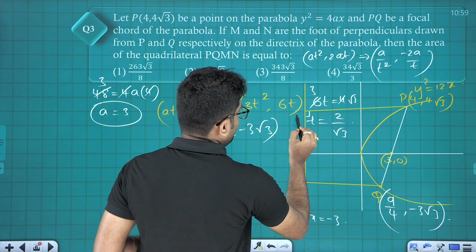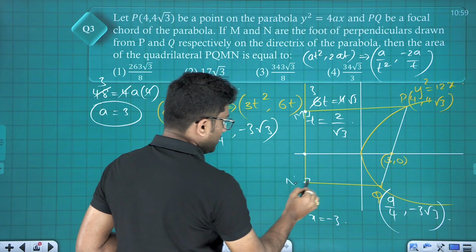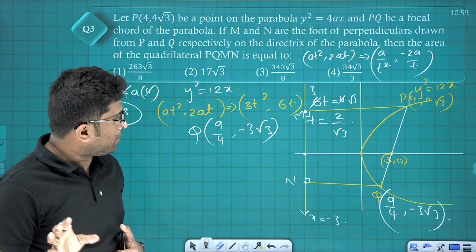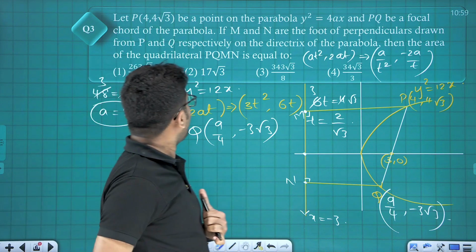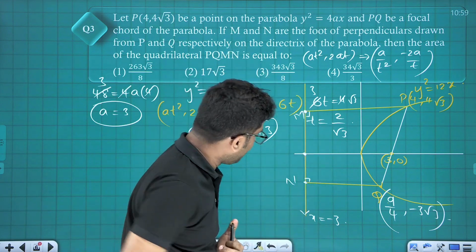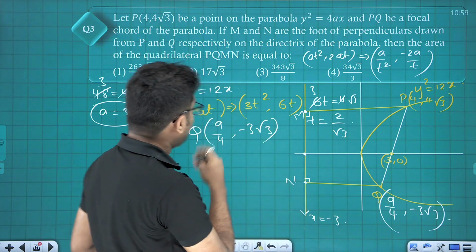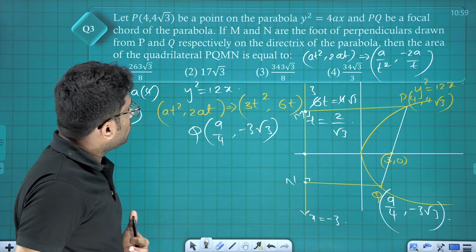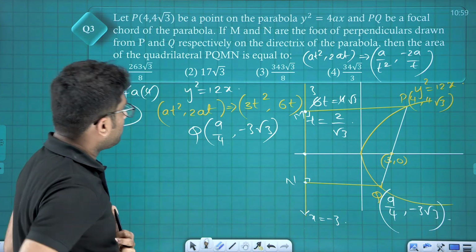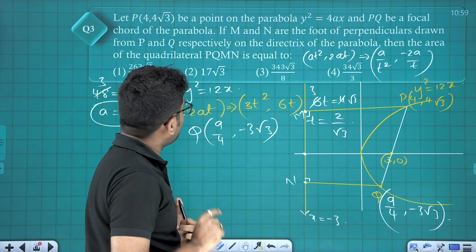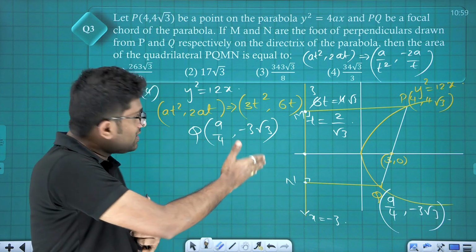So they said that this is M and this is N. M and N are the feet of the perpendiculars drawn from P and Q to the directrix. Now they are asking us to find the area of quadrilateral PQMN. Clearly this is a trapezium now.